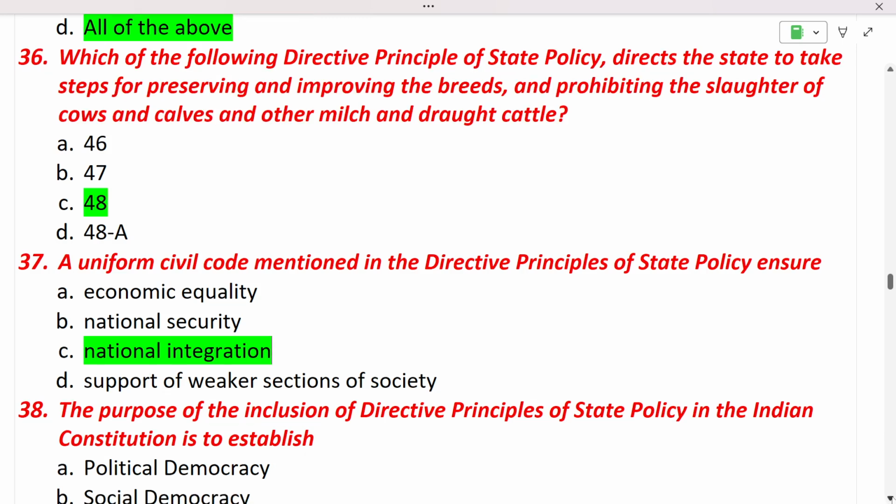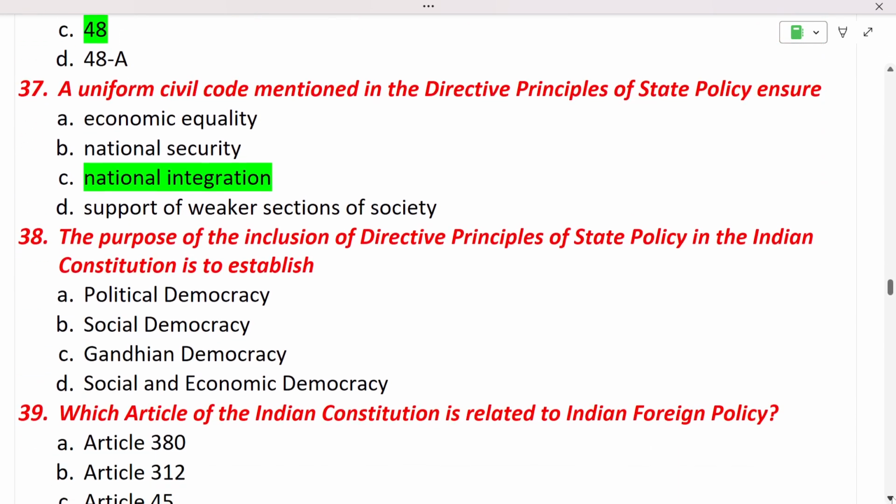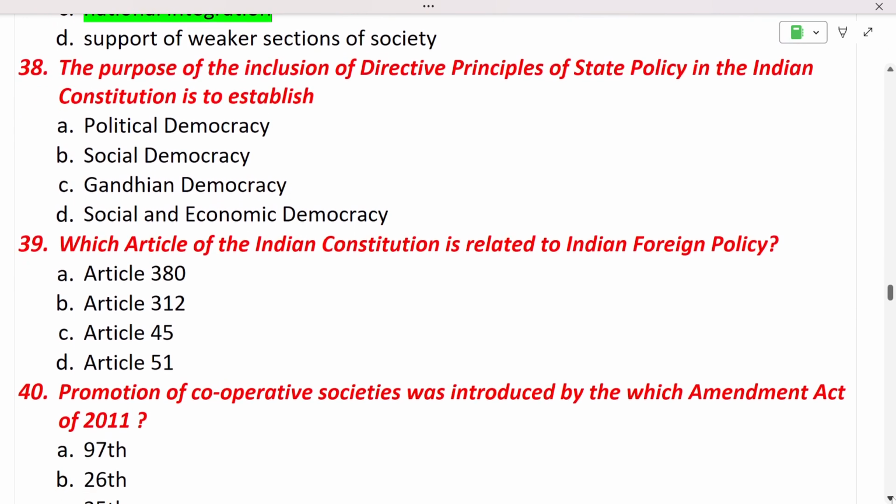Next. Question number 38. The purpose of the inclusion of directive principles of state policy in the Indian Constitution is to establish political democracy, social democracy, Gandhian democracy, social and economic democracy. So the answer is D.